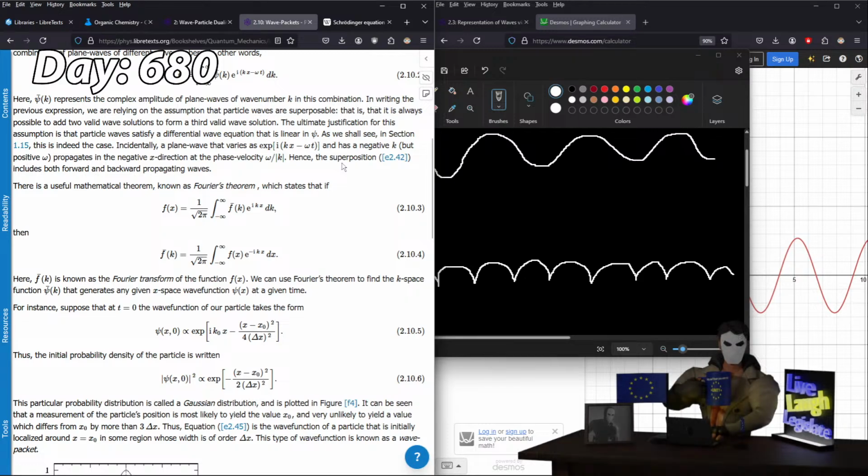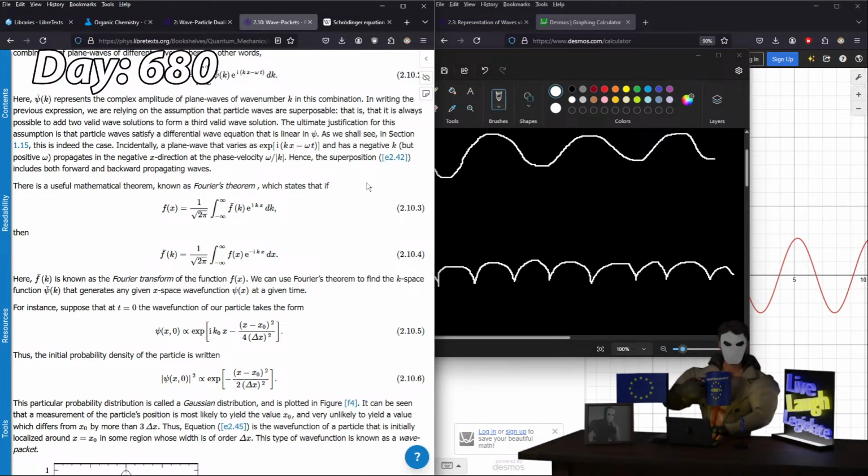In the complex number of plane wave number k and combination running previous group, we are allowing the assumption of superposition, the proposal that it is always possible to have two valid solutions form a third valid solution. Makes sense. The ultimate justification for this assumption is wave-particle duality: particle waves satisfy a differential wave equation that is linear in psi. As we will see in section 115, this is indeed the case.